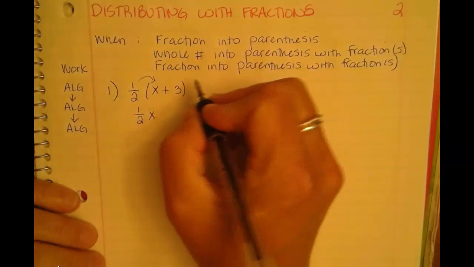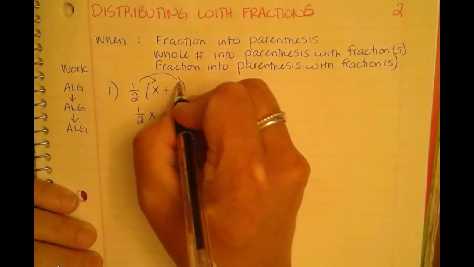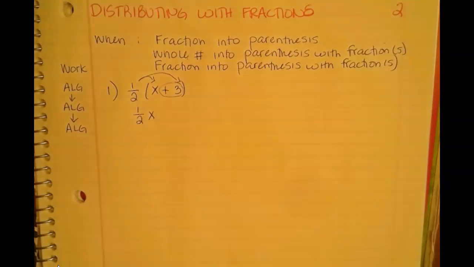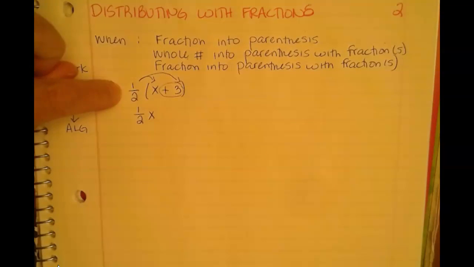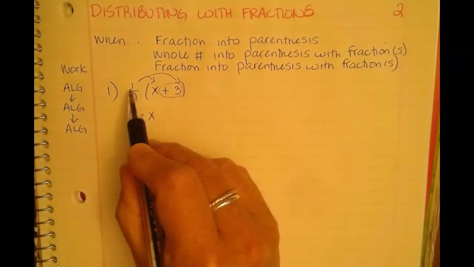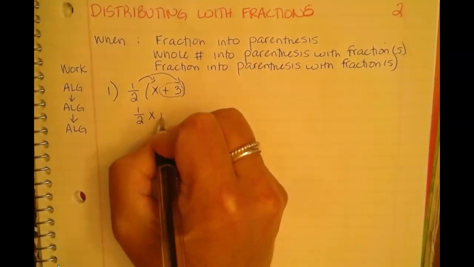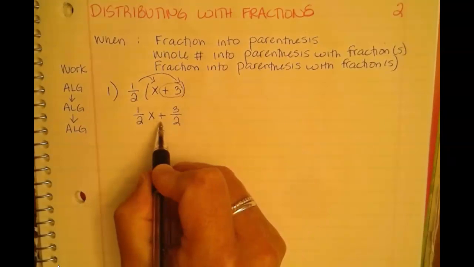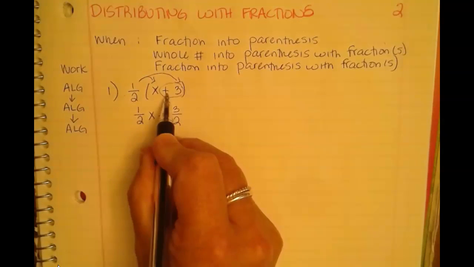Then we're multiplying 1/2 times positive 3, and we have to make sure that we think of this second number as the sign and the number. So we have positive 1/2 times positive 3. Okay, and when we are multiplying a whole number times a fraction, we multiply the whole number times the top, and then the denominator stays the same.